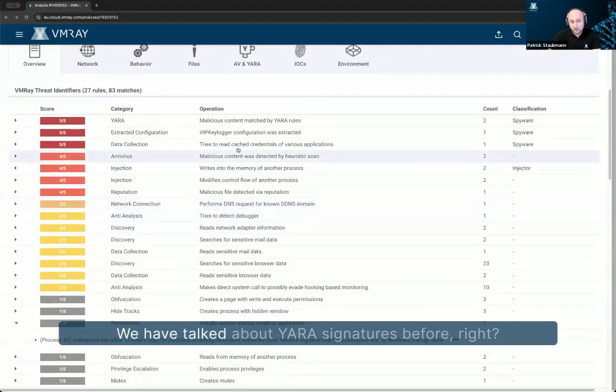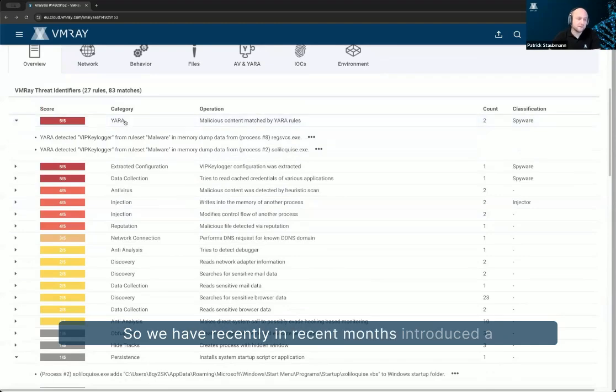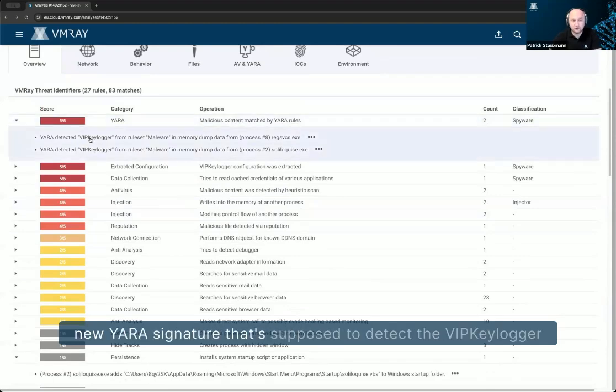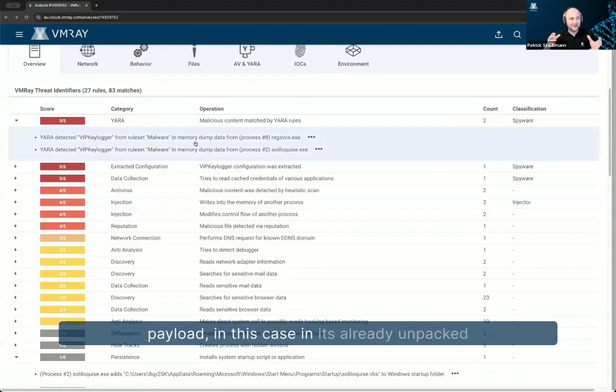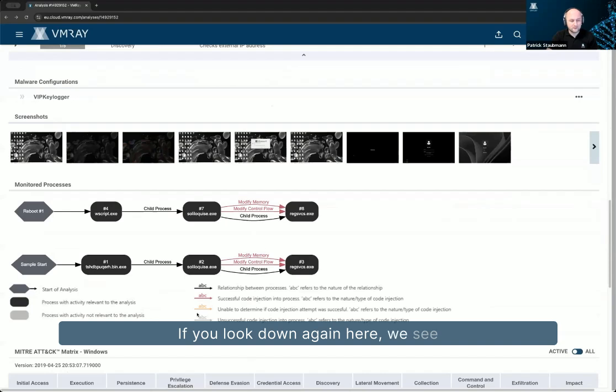We have talked about YARA signatures before, right? In recent months we introduced a new YARA signature that is supposed to detect the VIPKeylogger payload, in this case in its already unpacked plain format when it's being executed in memory. You see here it's triggering in the memory dump from process number 2 and also from process number 8. So if you look down again here, we see it has been captured in process number 2 and in process number 8 over here.